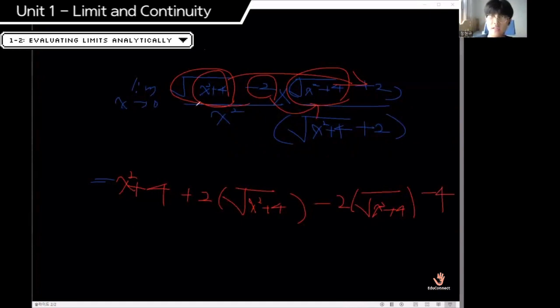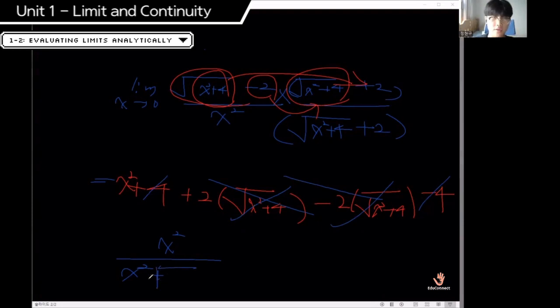Now these two terms cancel each other out, so I'm left with x squared, and the 4 also cancels out. So I am just left with x squared in the numerator. Now the denominator, I'm not really going to multiply it out. I'm just going to leave it as is. So I'm left with x squared times the square root of x squared plus 4 plus 2.